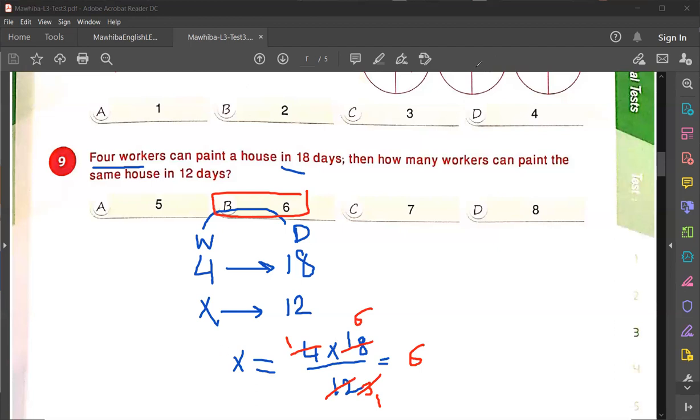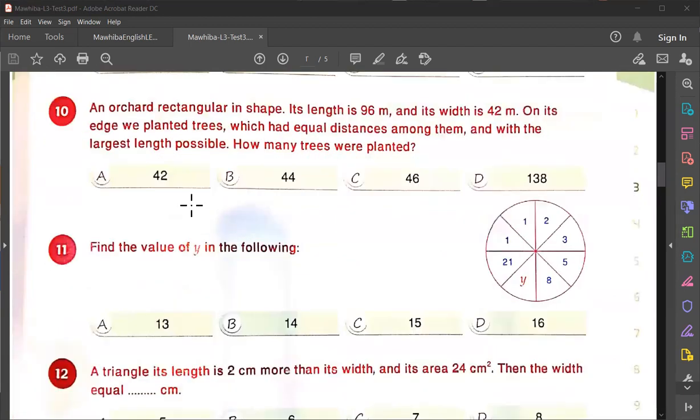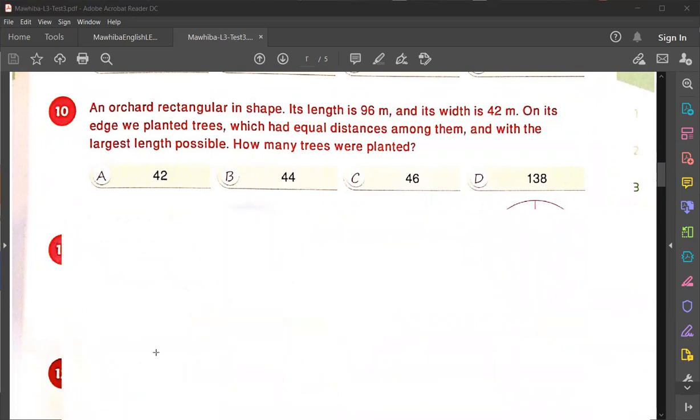Okay, now number 10. Look at number 10, and read, and I want you to think with me to solve the problem. When you think, I think it is easy for you to solve the problem.